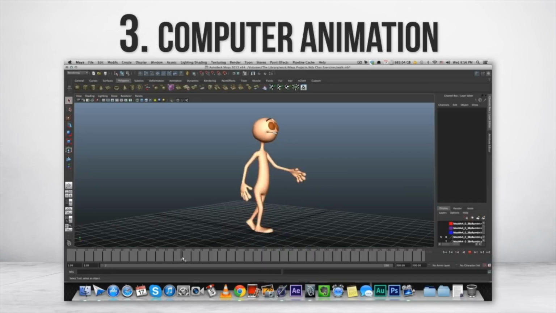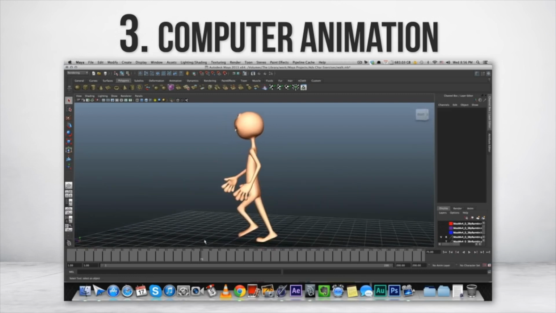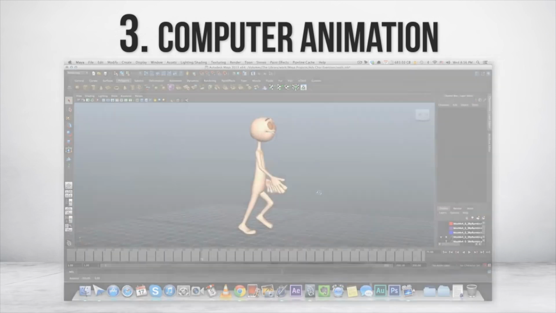With 3D though, the character's body parts always exist in the shot. Even when one hand isn't visible, it's still there. That adds some work for the animator, since we need to be aware of the entire character at all times.